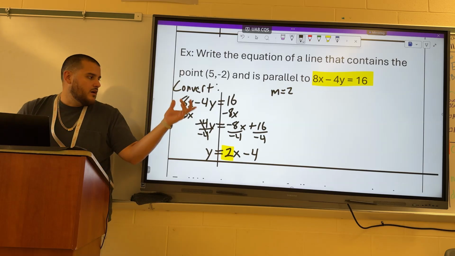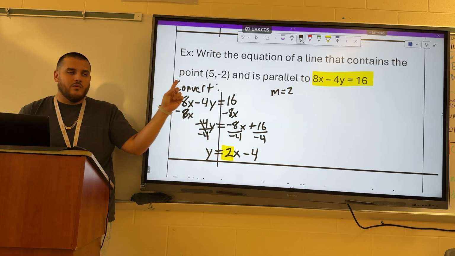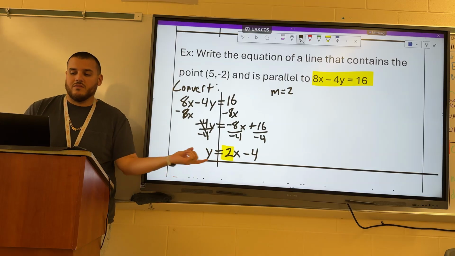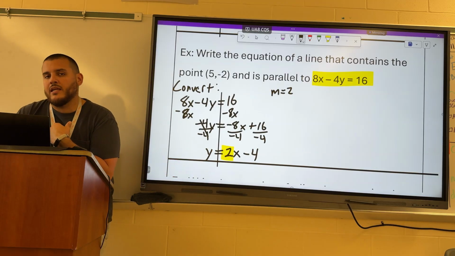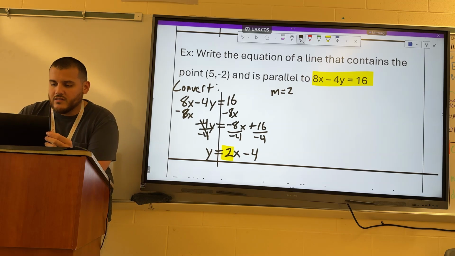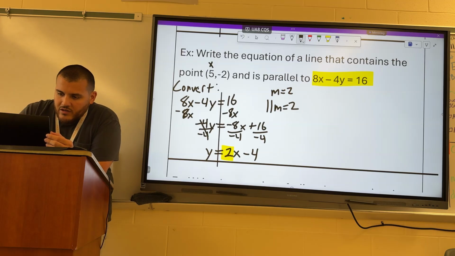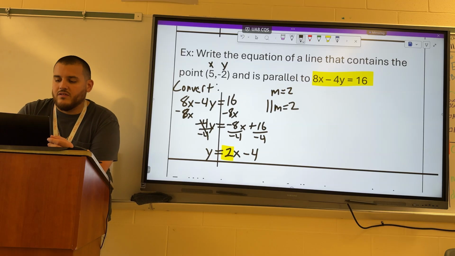All right, and this is really the only difference in this example and the ones before. We just had to convert to get here. Now it's exactly the same as our previous examples. If the slope here is 2, and we're writing the equation of a line that's parallel to it, well, our parallel line will have the same slope of 2. We have this point given with an x-coordinate and a y-coordinate, the positive 5 and the negative 2.